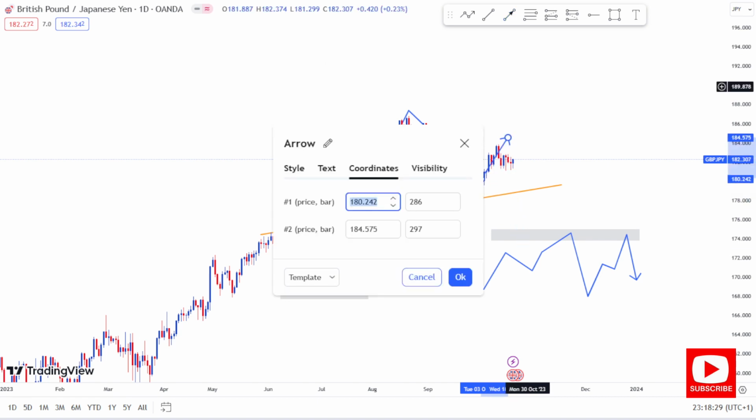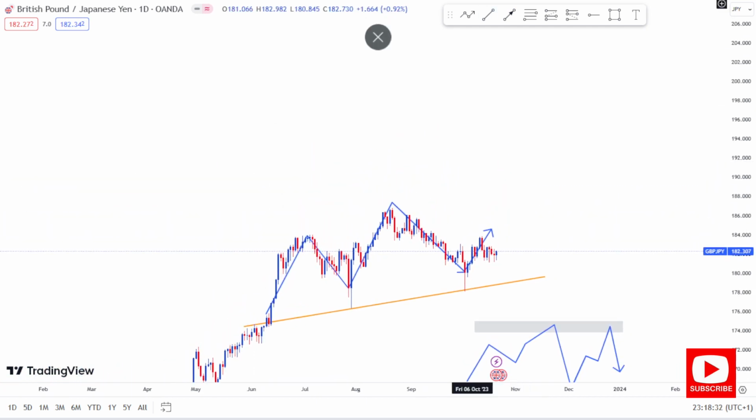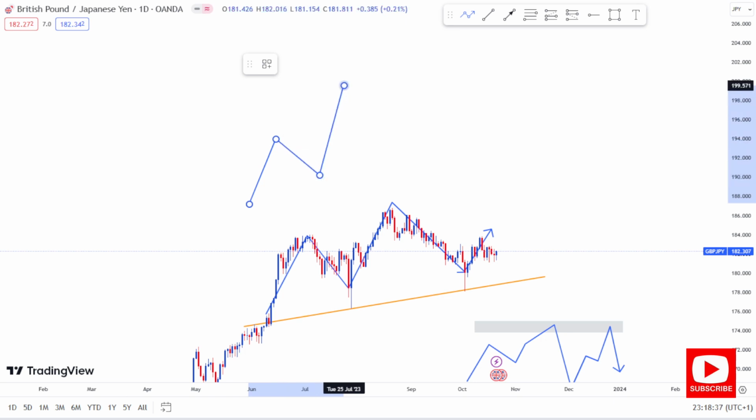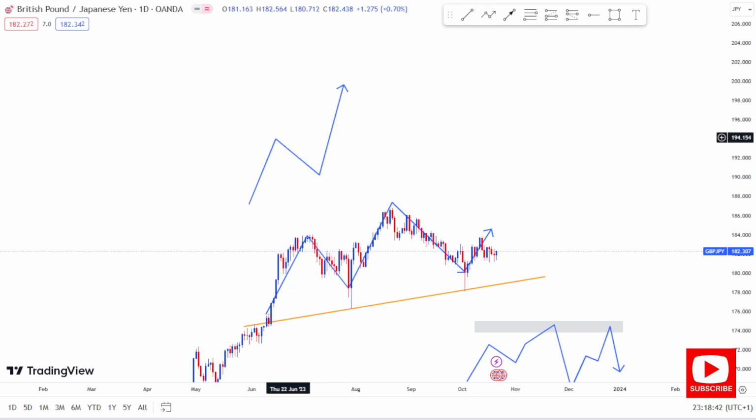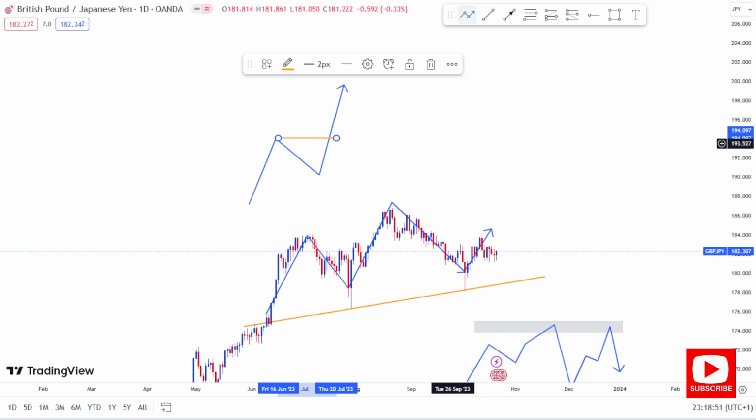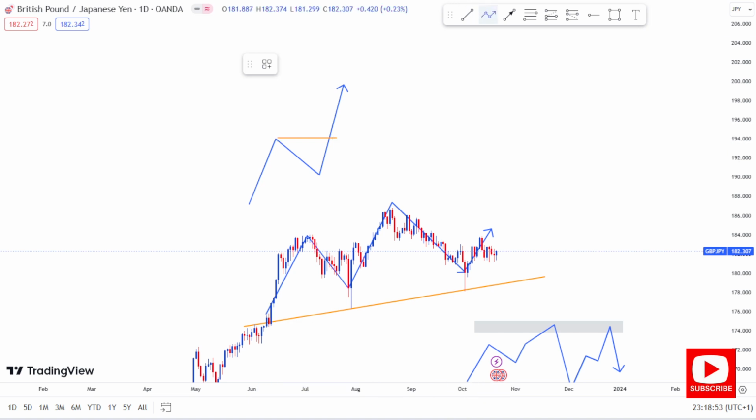Now, let me show you the difference between break of structure and change of character. For a break of structure, let's say in an uptrend, price is making higher highs, then the previous high is where break of structure occurs. When price breaks the previous high, we have our break of structure. While in a change of character, let's say, for instance, price is making lower lows, then price breaks the highest low right here, we have a change of character.